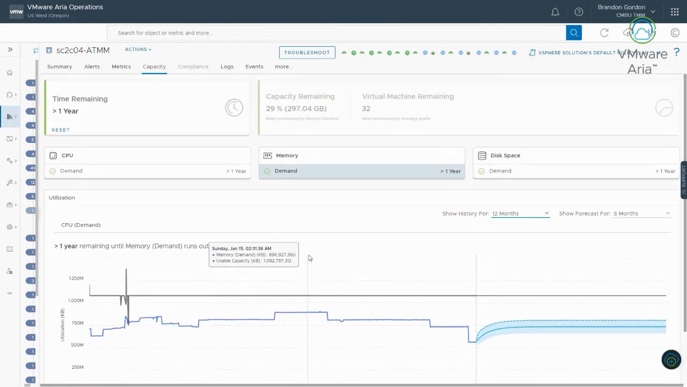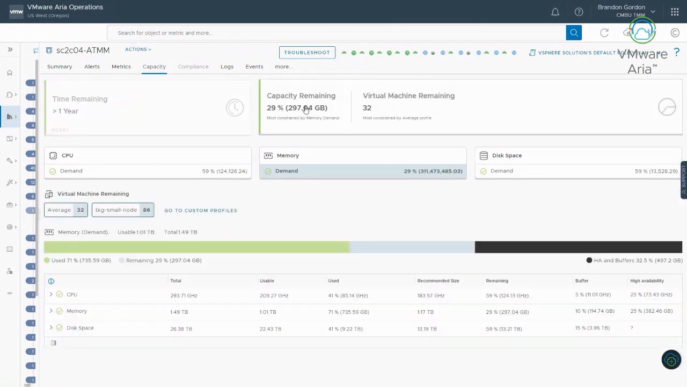A couple of things I want to point out in here: if I click on capacity remaining, I can see a little bit more detail. I already talked about capacity remaining. I didn't mention the virtual machines remaining over here.